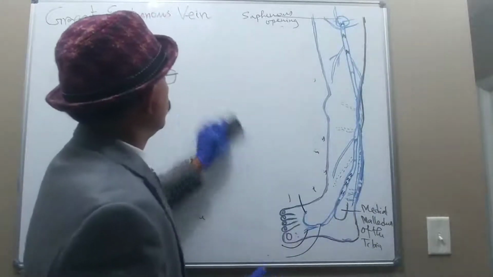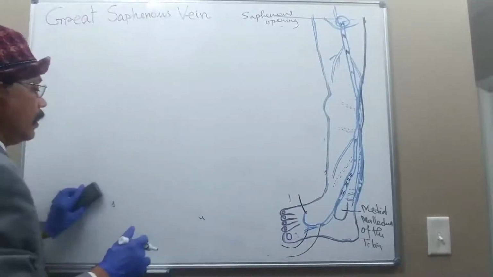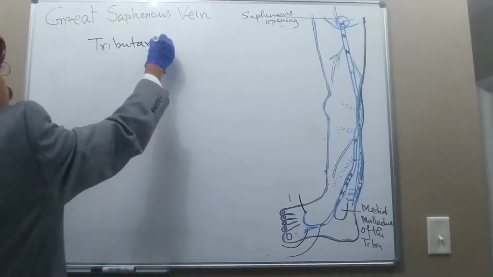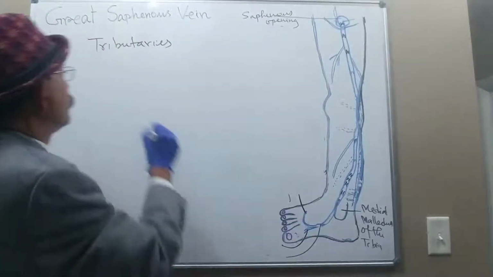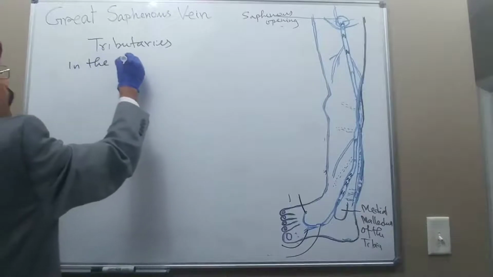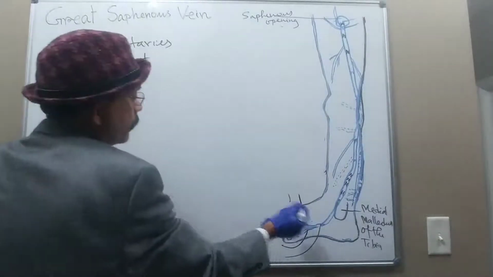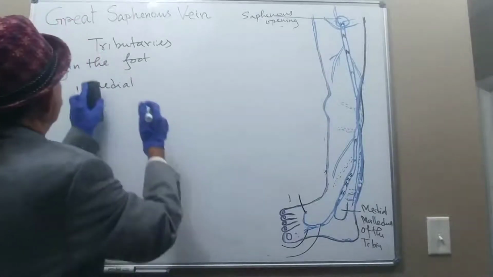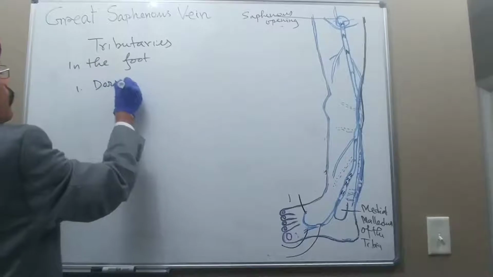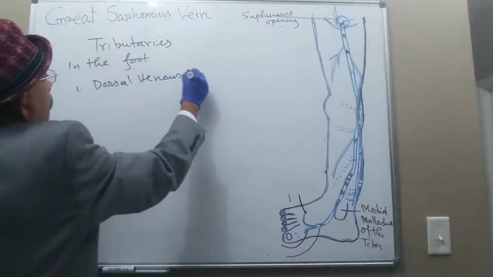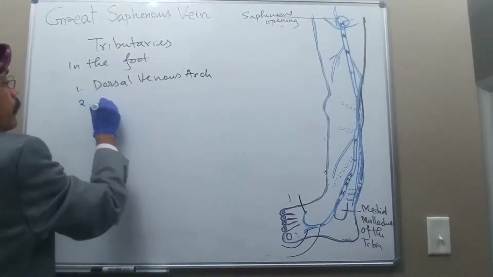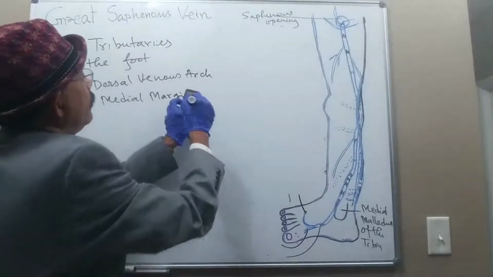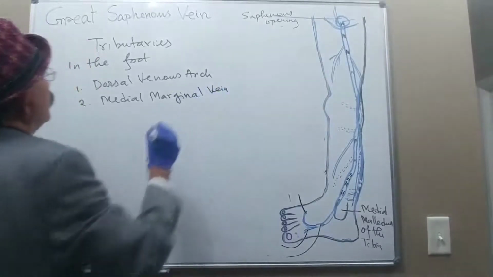Okay, we got the valves and connections. The great saphenous vein is also connected to the small saphenous vein. To know that part, now we must know the tributaries of the great saphenous vein. Tributaries. So the formative tributaries in the foot: we have two formative tributaries. One is the medial end of the dorsal venous arch, and the other is the medial marginal vein of the foot. Okay, we got that in the foot.